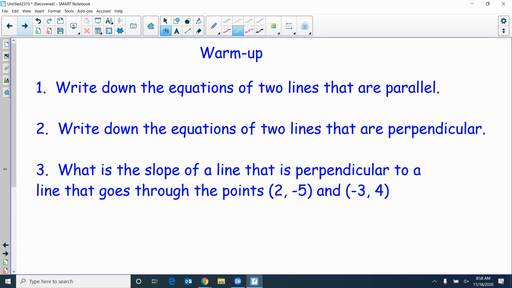All right. I want you to write down the equation of two lines that are parallel. Any two lines, you make them up. I want you to write the equations of two lines that are perpendicular. You make them up, and read this third one. What is the slope of a line that is perpendicular to a line that goes through the points 2, -5, and -3, 4?